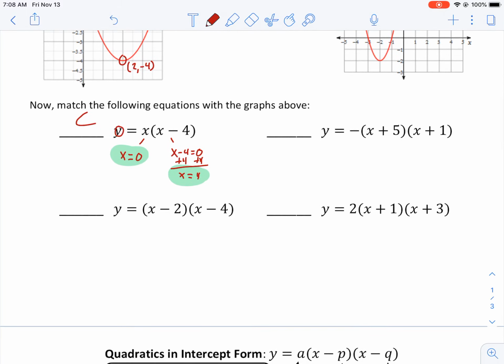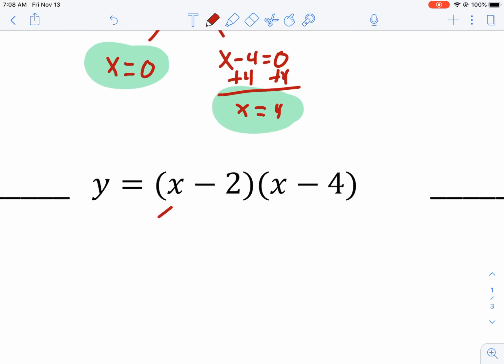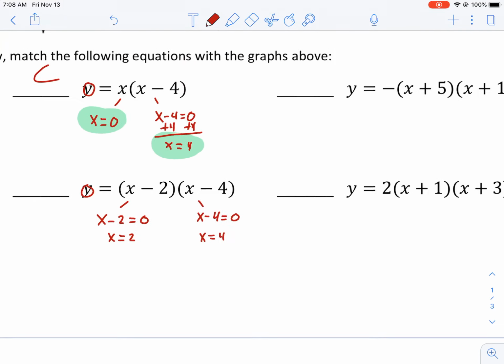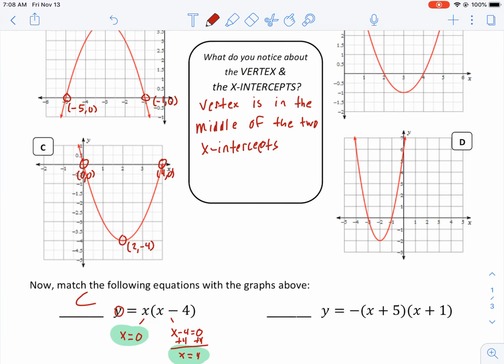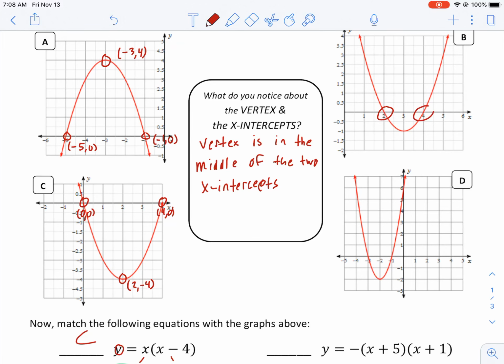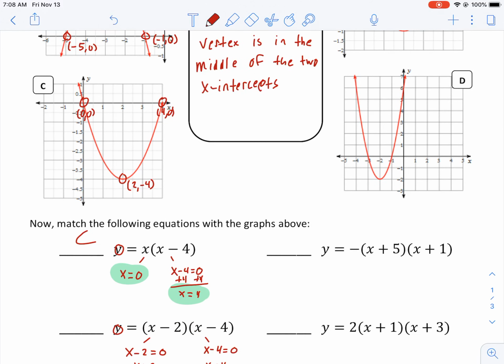And we can do that for all of them. So this one, set it equal to 0. We've got x minus 2 equals 0 and x minus 4 equals 0. So that'll be x equals 2 and x equals 4. Which graph has x-intercepts at 2 and 4? Well, it looks like right there. So B, we would get B for that one.